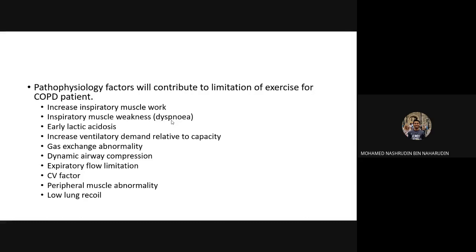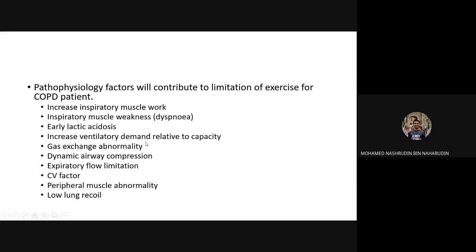inefficiency of the acid buffer system, because it is very much in relation with our respiratory system. The respiratory system and acid-base balance work together hand in hand. You have to read this back in your anatomy and physiology course to get a better understanding of why and how this happens. And then increased ventilatory demand relative to capacity, because the body does not receive enough oxygen supply. Of course, the demand is higher.